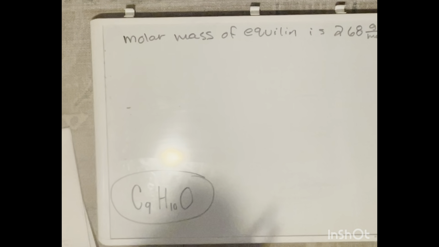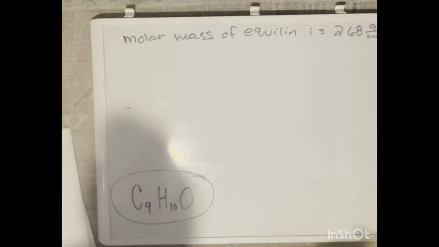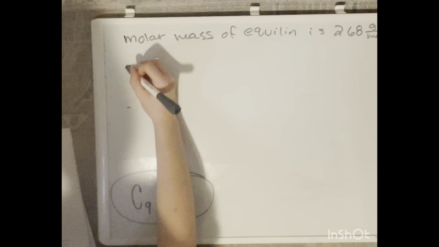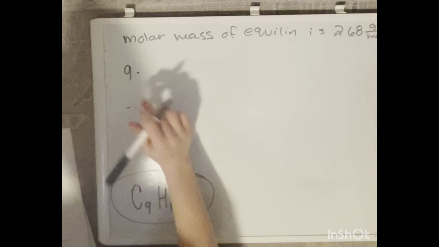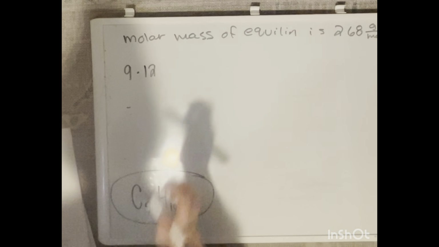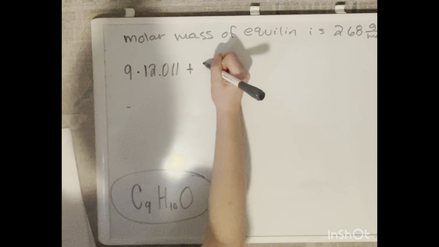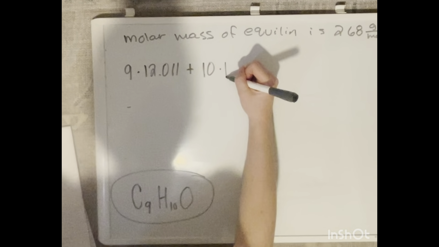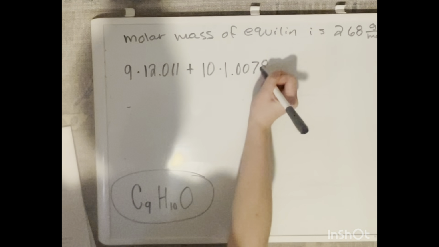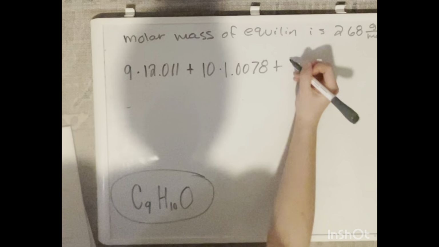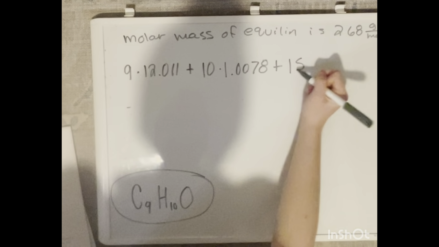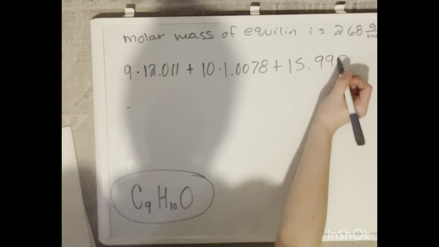So we are going to start by multiplying the integers of our empirical formula by the element atomic mass. So we're going to do that by 9. We're getting the 9 from here, and then the 12 is our atomic mass of carbon, 12.011. Okay, then plus hydrogen, the 10, we're bringing the 10 up here, times hydrogen's atomic mass, 1.008, plus, we know there's only one oxygen, which we don't have to write, and we know the atomic mass of oxygen is 15.999.